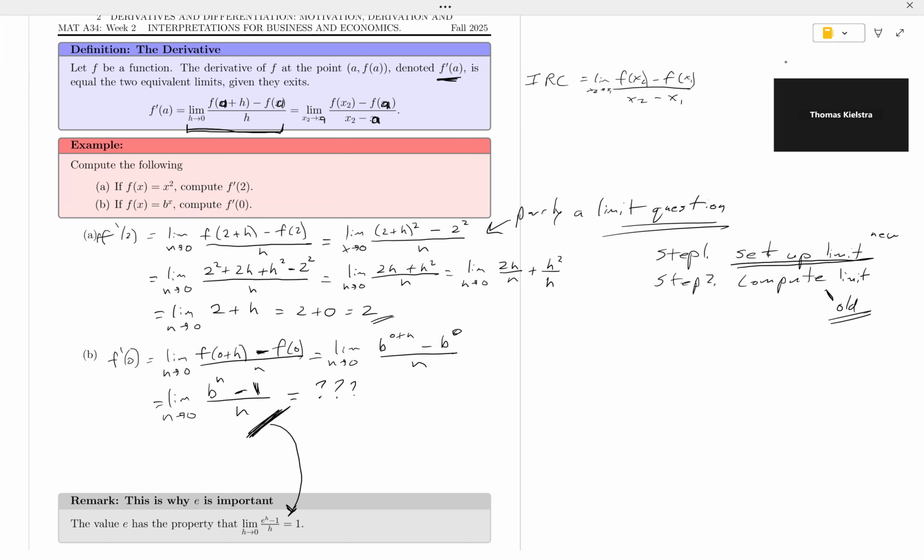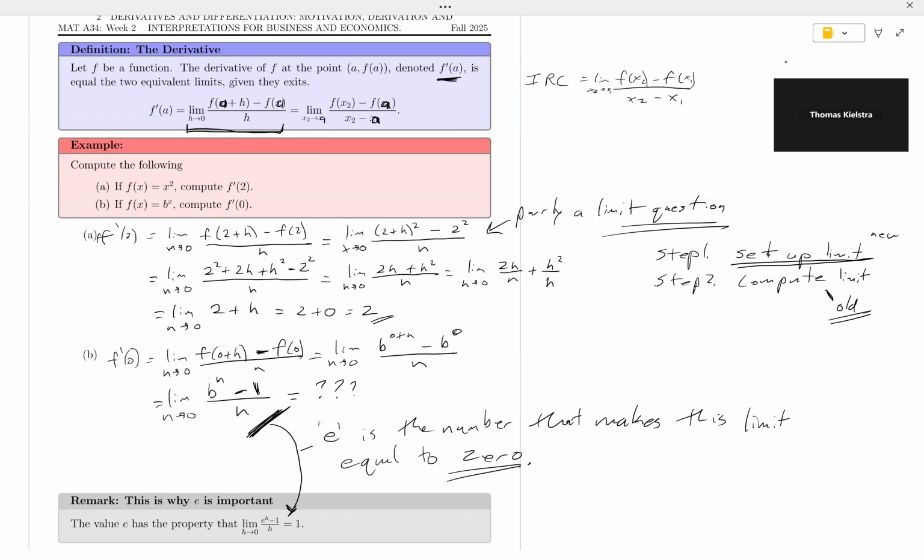However, e is the number that makes this limit equal to 1. It is the beautiful number. It's the perfect number. It's the number that makes this limit exactly 1. Because of this, we can compute the derivative of e to the x at 0.